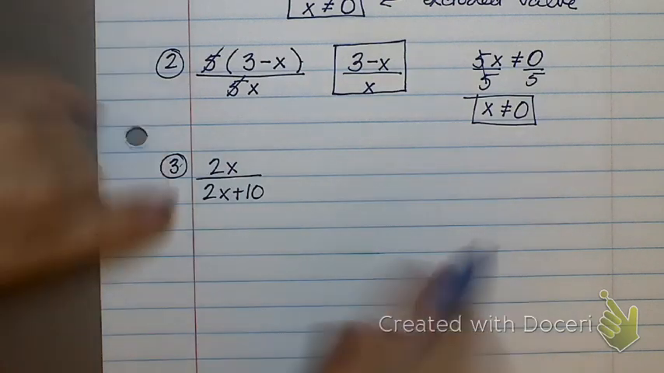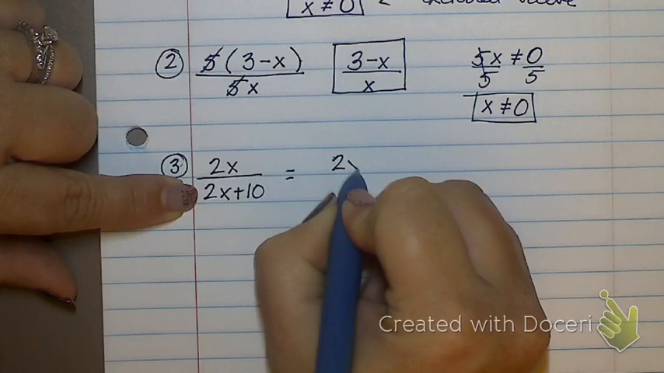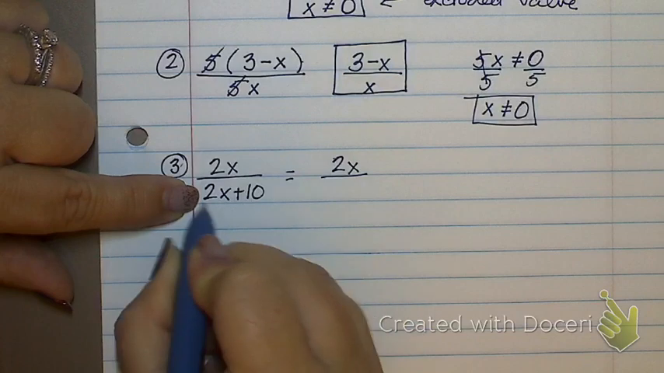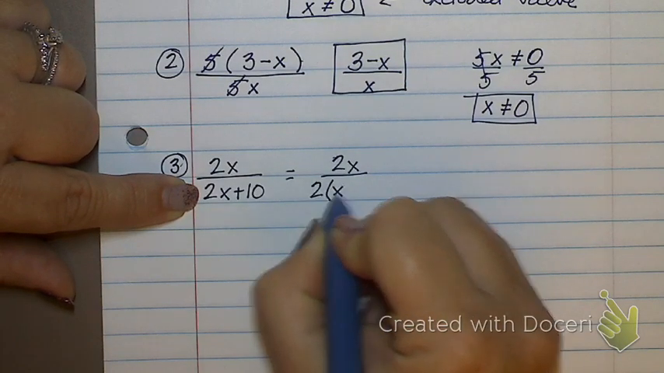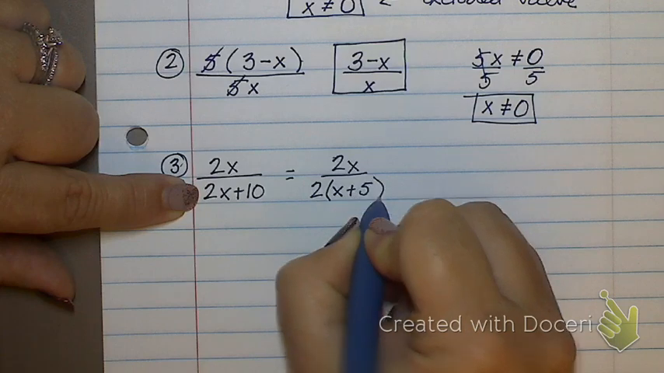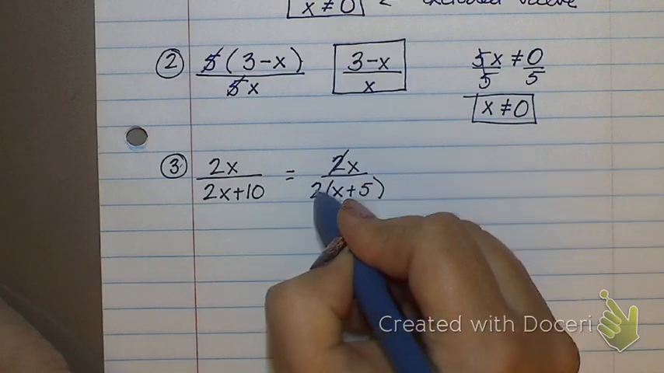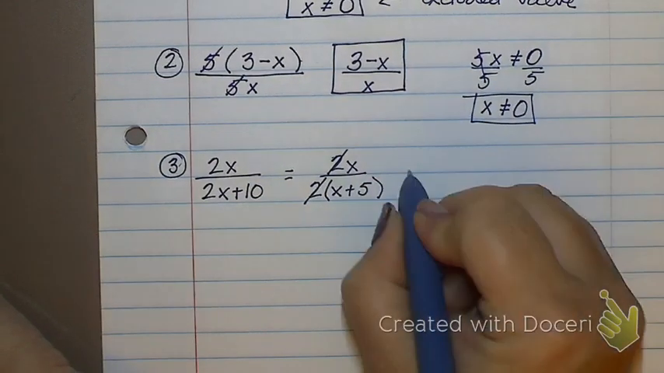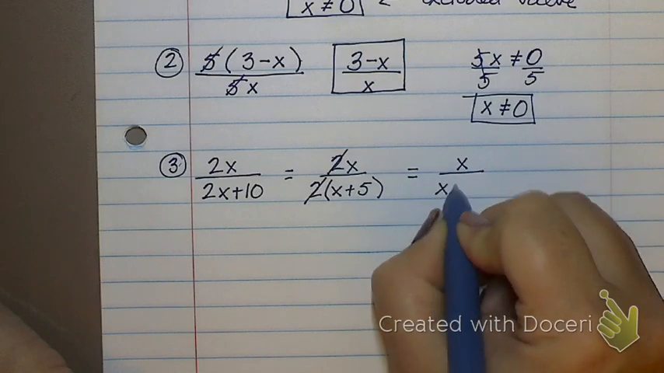However, this binomial can be factored. What can I take out of here? A 2. And what would be left inside? X plus 5. Now can I cancel anything? Yes. Now I can cancel the 2's. What does that leave me with? X over x plus 5.